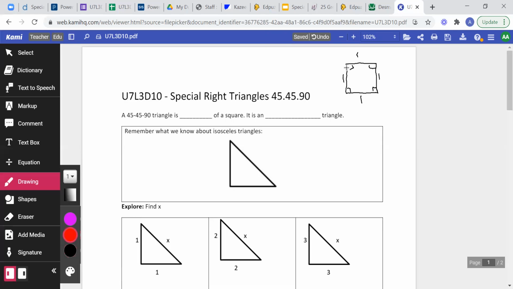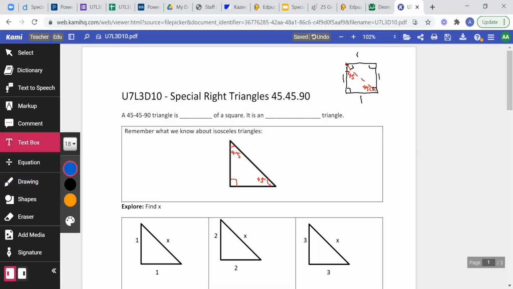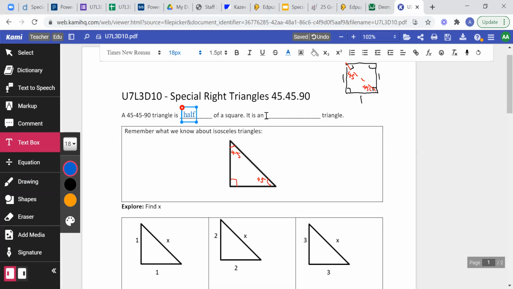Then if I decide to divide this square into 2, the angle from here is going to be 45. The angle here is also going to be 45. So taking it out is going to give me something of this nature: 45, 45, and a right angle.